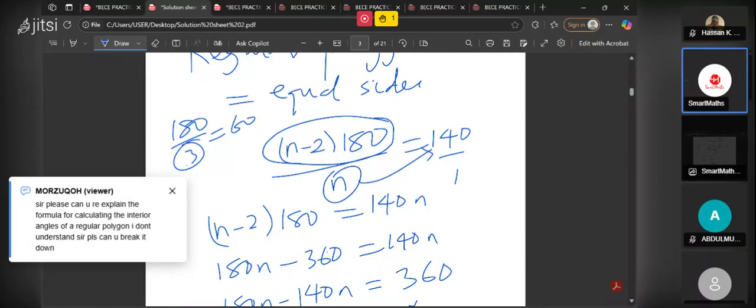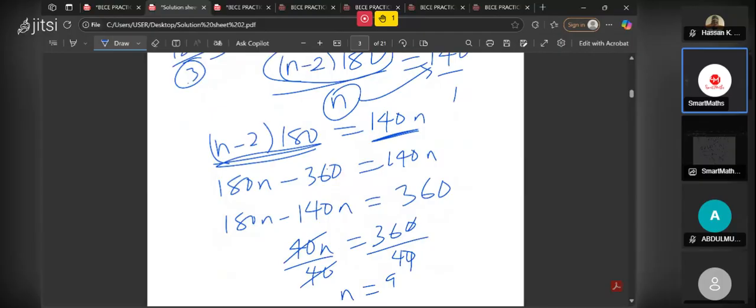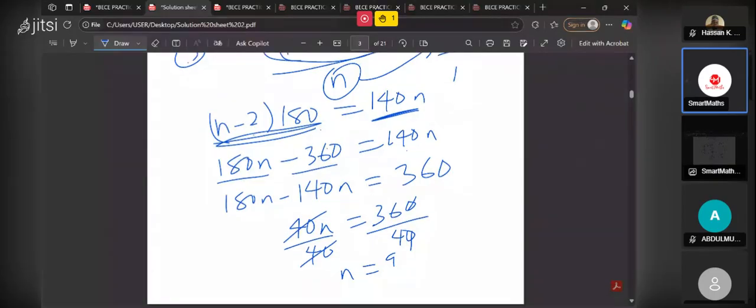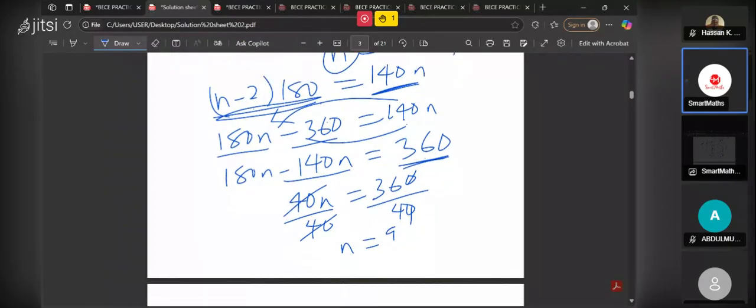n will come and multiply 140. That's 140n. Then this one, n minus 2 times 180. We open the bracket: 180 times n, minus 2 times 180, that's minus 360, equals 140n. We collect like terms. We take 140n to this side, then it becomes minus 140n. Then minus 360 becomes positive 360 here. So 180n minus 140n gives us 40n. Then we divide both sides by 40. So this cancels this, and we have 9.